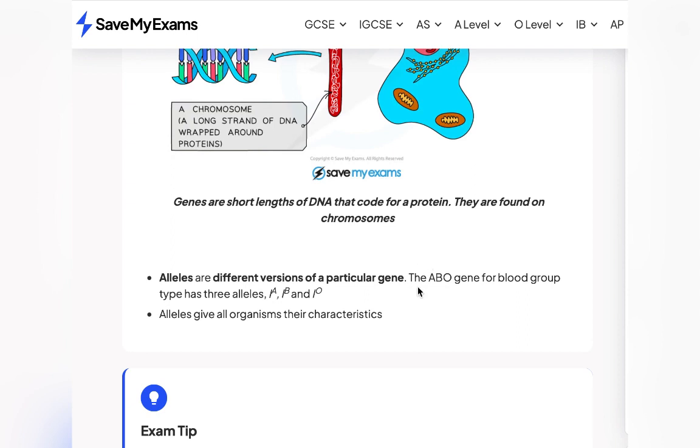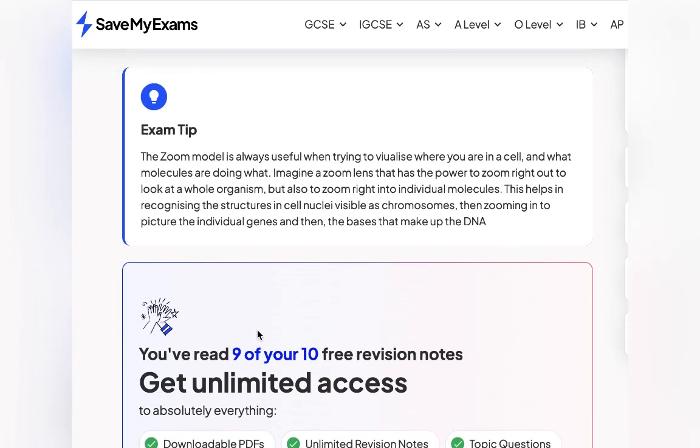For example, if you have the ABO gene for blood group type, it means it has 3 alleles: IA, which is a version of the same blood, IB, which is also a version of the same blood, and IO, which is a version of the same blood. So alleles give all organisms their characteristics.